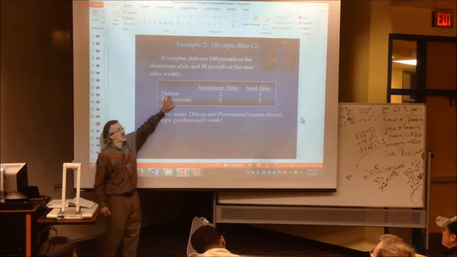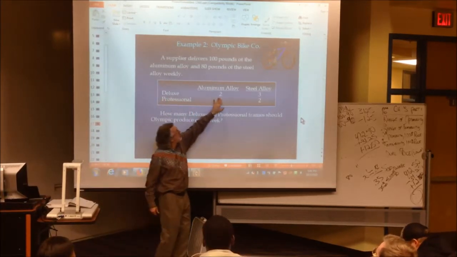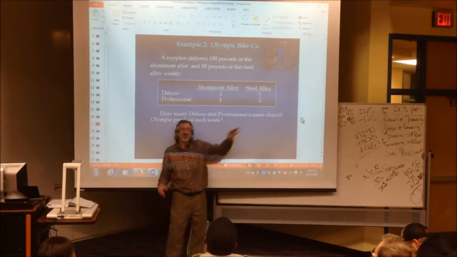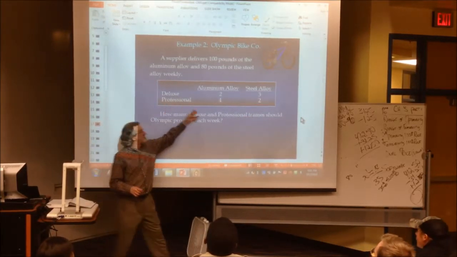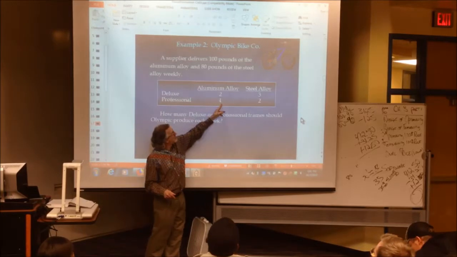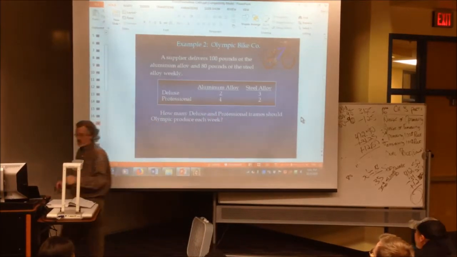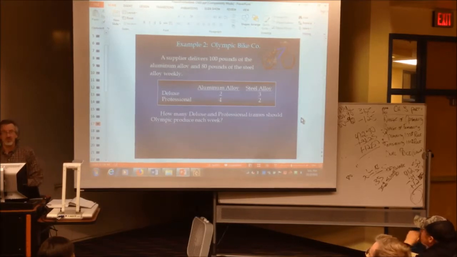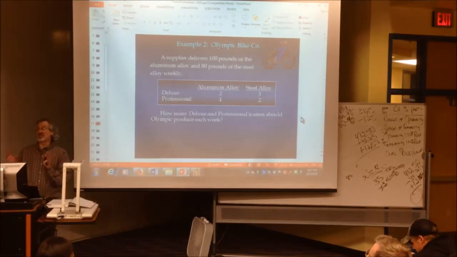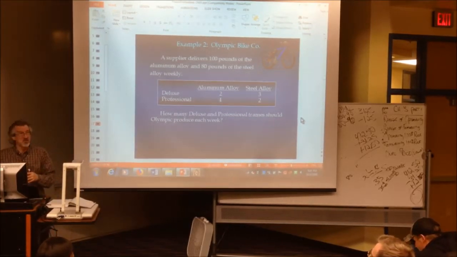If you're building a deluxe bike, it's going to use 2 pounds of aluminum, 3 pounds of steel for every one of them you're building. If you're building a professional frame, 4 pounds of aluminum, 2 pounds of steel for every one of those. How many variables are involved? 2 variables, because you're trying to decide how many of each frame you should build, and there's 2 frames.